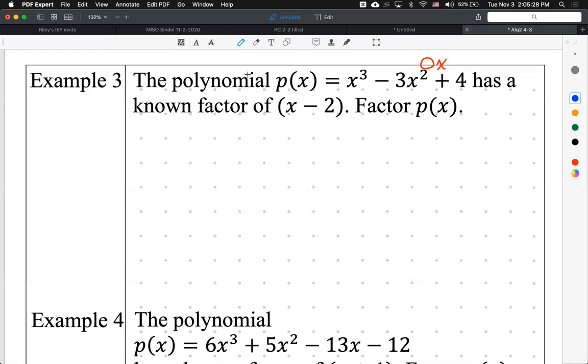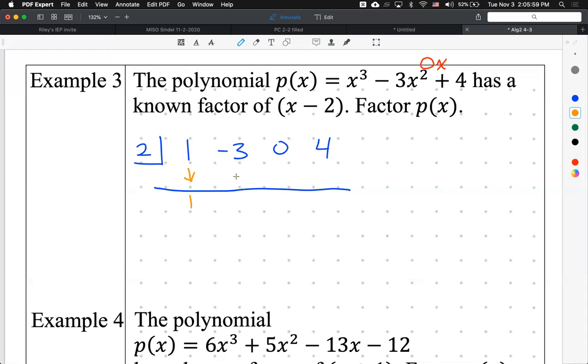Who can help me set up synthetic division? The same 2 now over and over again. That's fine. You're going to have positive 2 in the corner, box it. Then you're going to have 1, negative 3, 0, 4. Remember that trick: there is a 0 placeholder value. Who can do all the math for synthetic division? Go for it, Charles. So bring 1 down.